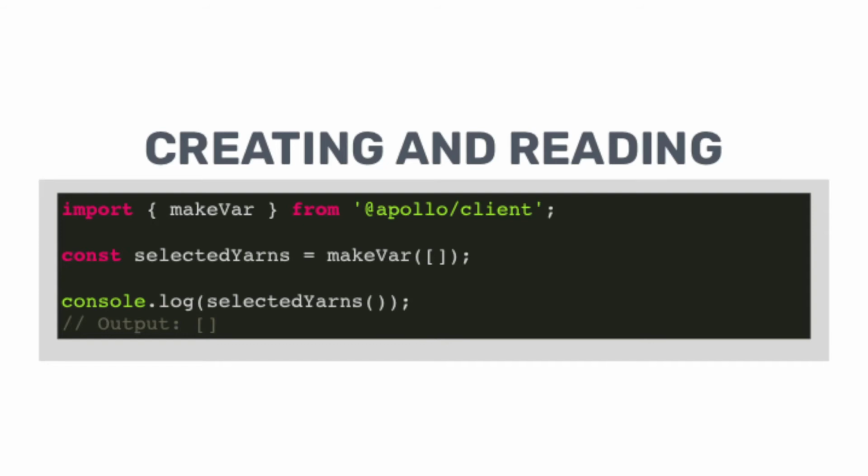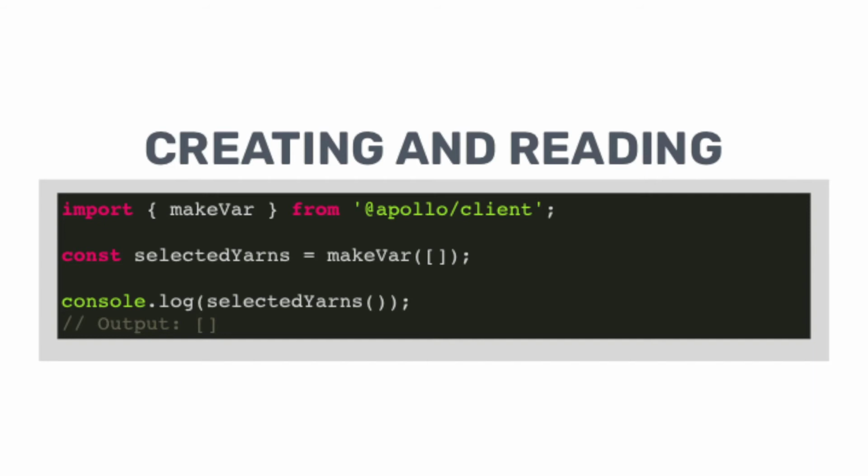So how do we create and read reactive variables? Apollo Client provides the makeVar function for creating reactive variables. In our application, we get the list of different yarns from the API, and then we want to store the yarns we've selected somewhere. For that, we are using reactive variables. Here we are defining our selectedYarns reactive variable with makeVar and initializing it with an empty array.